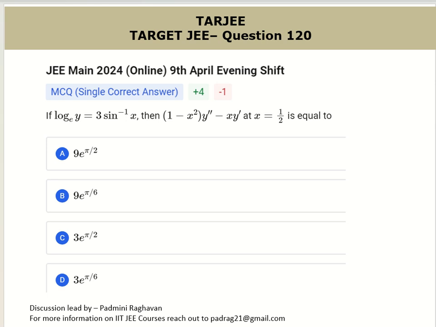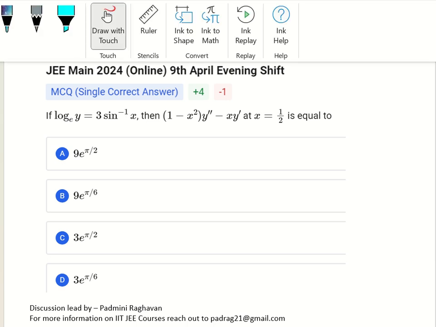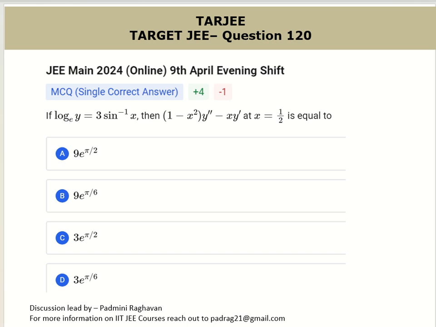If ln y is equal to 3 sin inverse of x, then find the value of (1 minus x square) times y double dash minus x y dashed at x equal to half. The options are 9 e power pi by 2, 9 e power pi by 6, 3 e power pi by 2, 3 e power pi by 6.